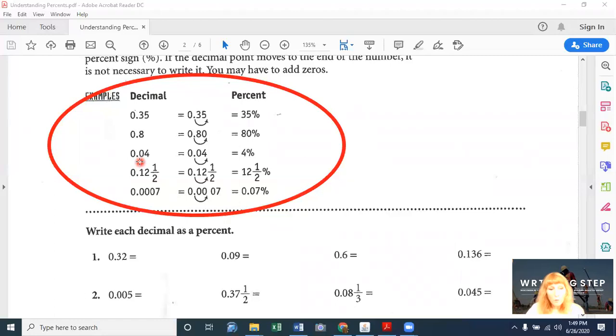Number 3 here, 0.04, you move 2 to the right. That turns out to be 4%. 12.5, you move your decimal 2 to the right. That's the same as 12.5%. This one's a little bit different. You just go 2 to the right, and your percent is actually a decimal percent. So it's really 0.07%. So you can have decimal percents. So let's take a look at some problems below it here.